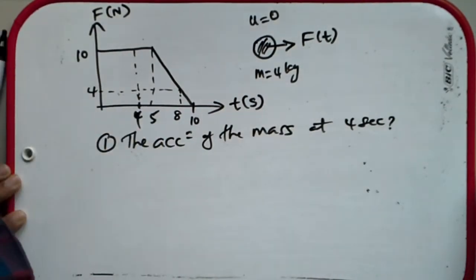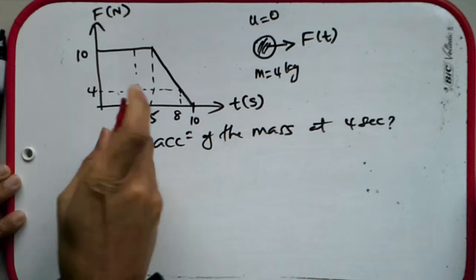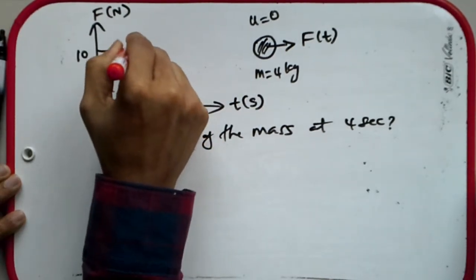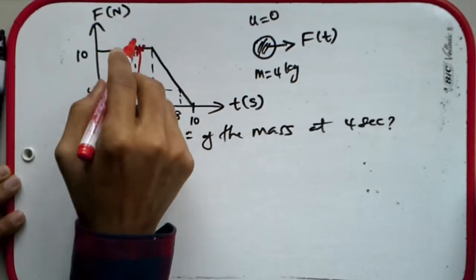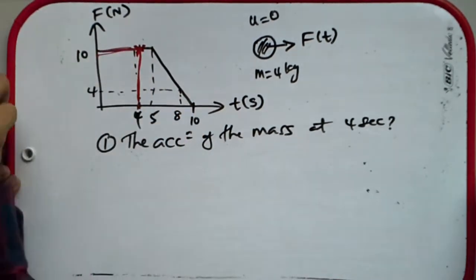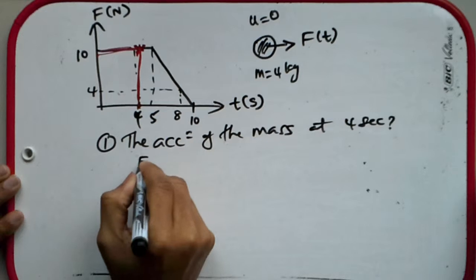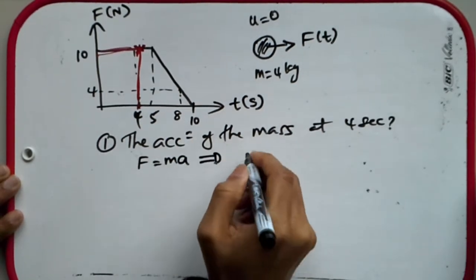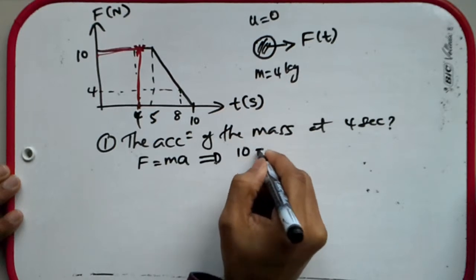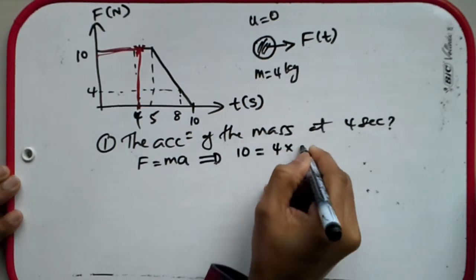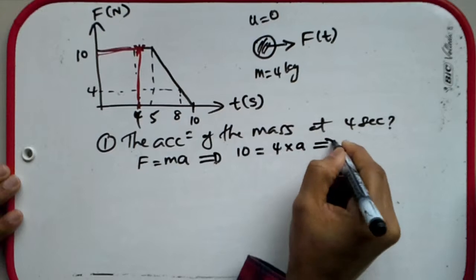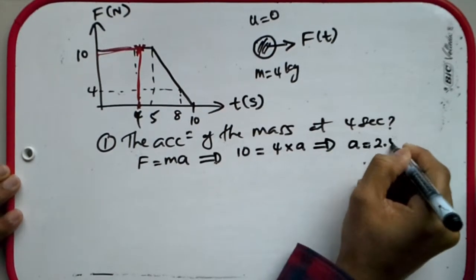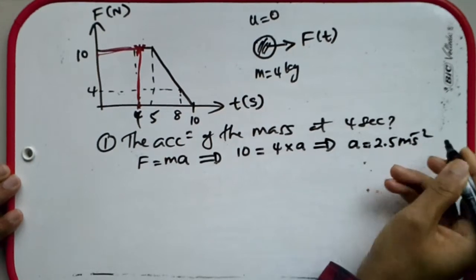4 seconds means it is here. Okay, this is our 4. So at 4 seconds, what is the force? Force is 10 Newton. So I can use F is equal to ma, mass times acceleration. So from here, force is 10, mass is 4, acceleration is a. So from here I can say a is equal to 2.5 m s^-2.